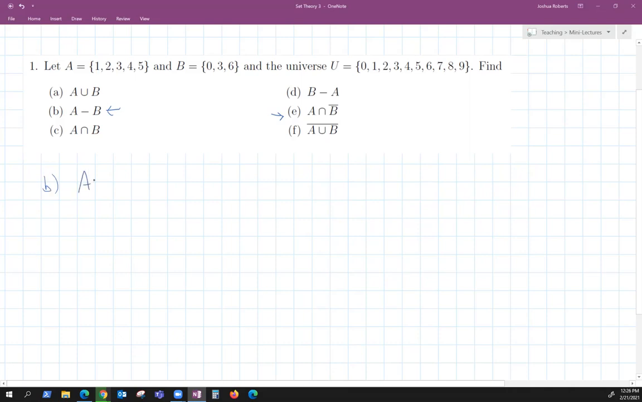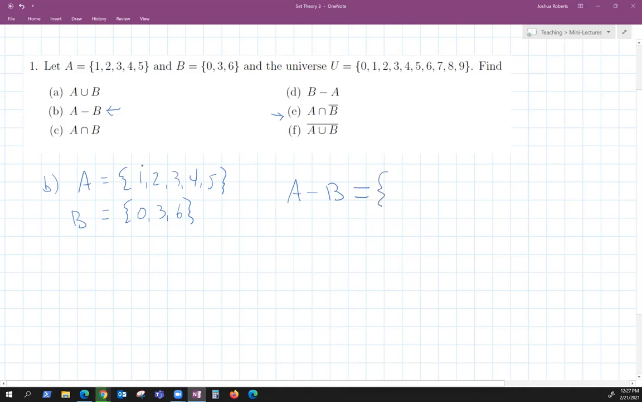So A, I'm going to rewrite it. A is 1, 2, 3, 4, 5. B is 0, 3, and 6. And A minus B, well, that's going to be everything in A, but I'm going to take out what's in B, okay?